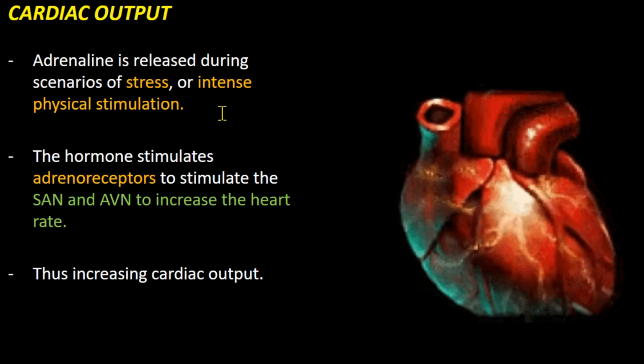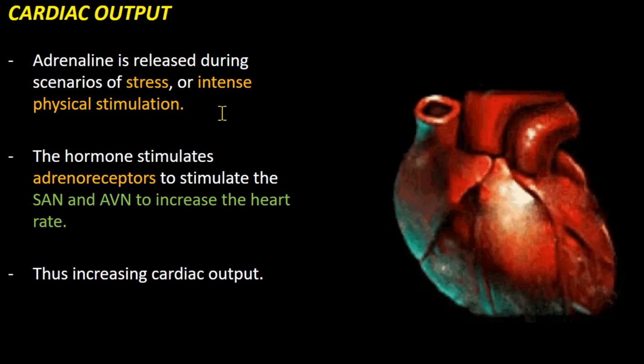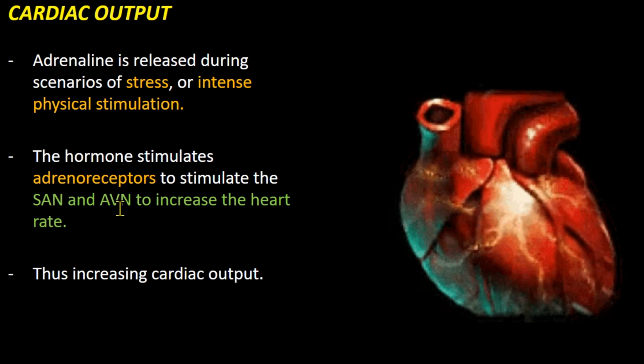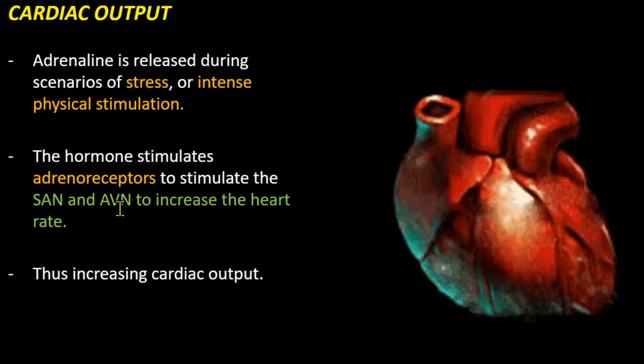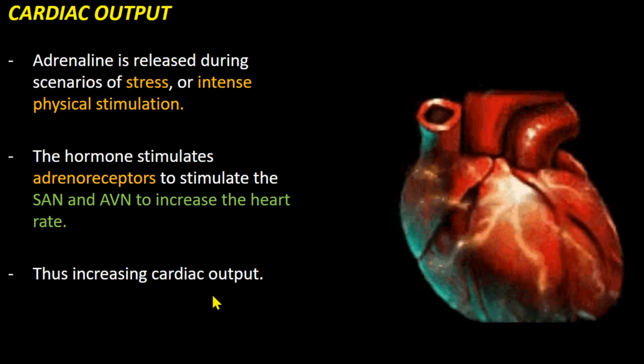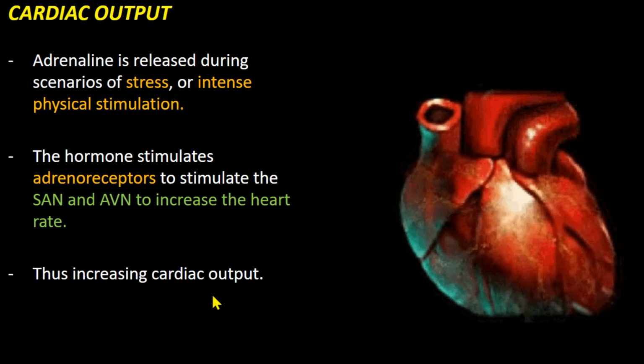Like when you're writing a CAPE Unit 2 paper to exam. The hormone stimulates adrenal receptors to stimulate the SAN and the AVN to increase the heart rate. So this is basically like electrical signals. This would thus increase cardiac output because the heart is beating at a faster rate, so more blood would be able to reach the muscles in order to deliver oxygen and glucose for a higher rate of respiration.